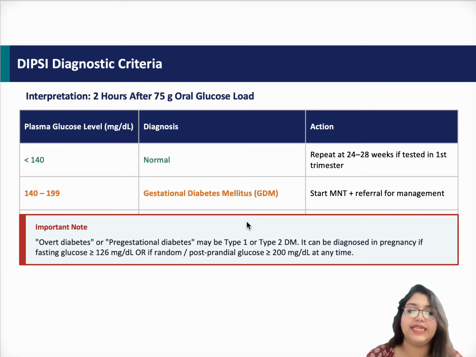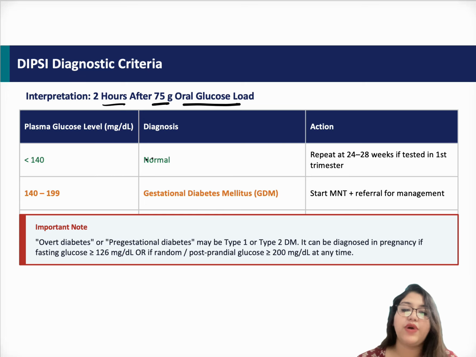Collect the second drop of blood on the glucose testing strip. Now, diagnostic criteria. DIPSI diagnostic criteria, interpretation 2 hours after 75 g oral glucose load: less than 140 is normal. Repeat at 24 to 28 weeks if tested in first trimester. If 140 to 199, gestational diabetes mellitus, start medical nutritional therapy and refer for management. Overt or pre-gestational may be type 1 or type 2.